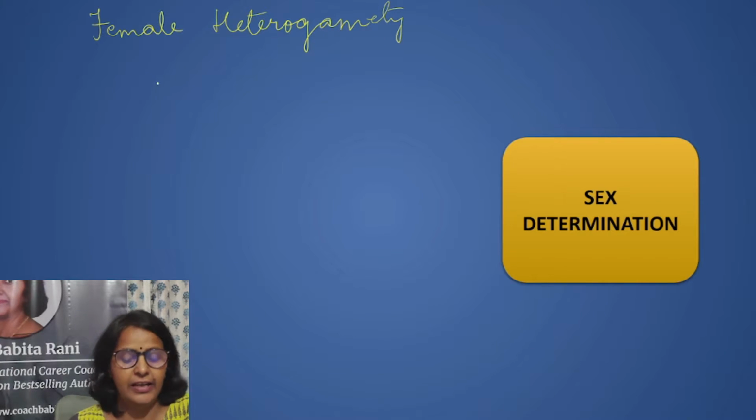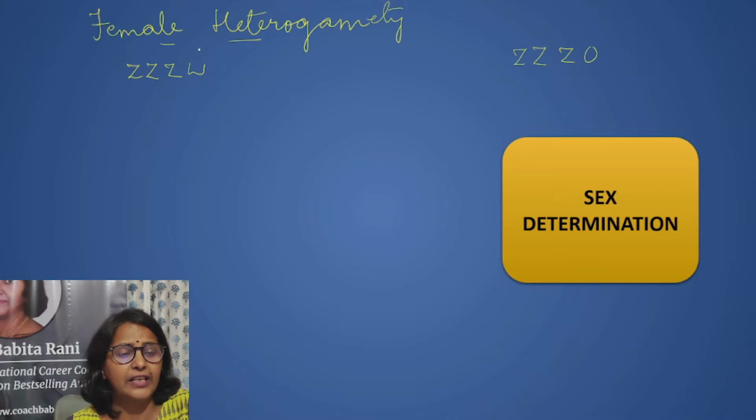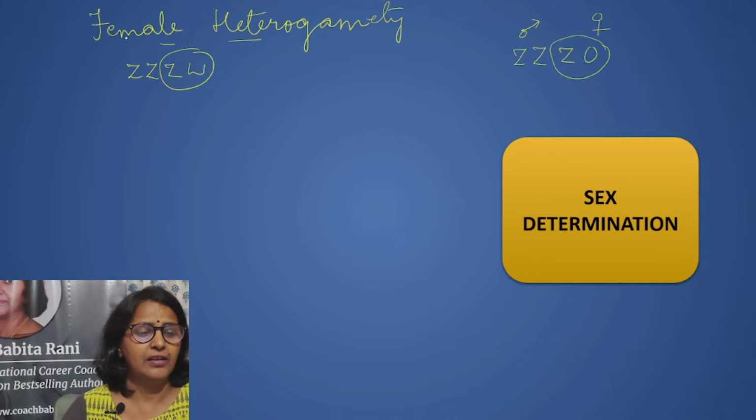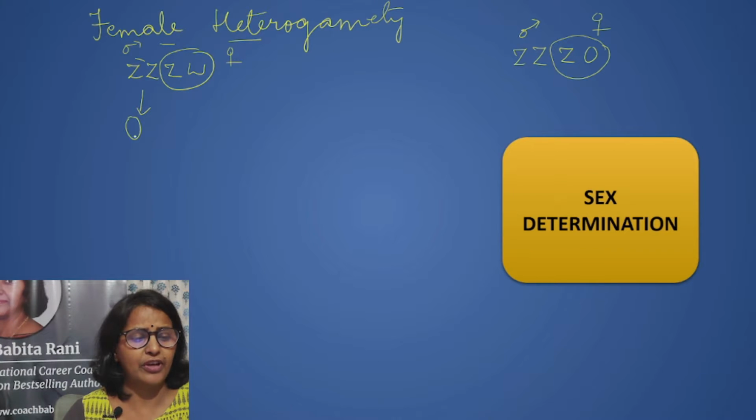In case of female heterogamety, we have ZW type and ZZO type. Because female is heterogametic in nature, this will represent the female and this will represent the female. This is for male, this is for female. Similarly, this one is for male and this is for female. So this will produce only one type of gamete, that will have Z, and these will produce two different types of eggs, one with Z, other with W.